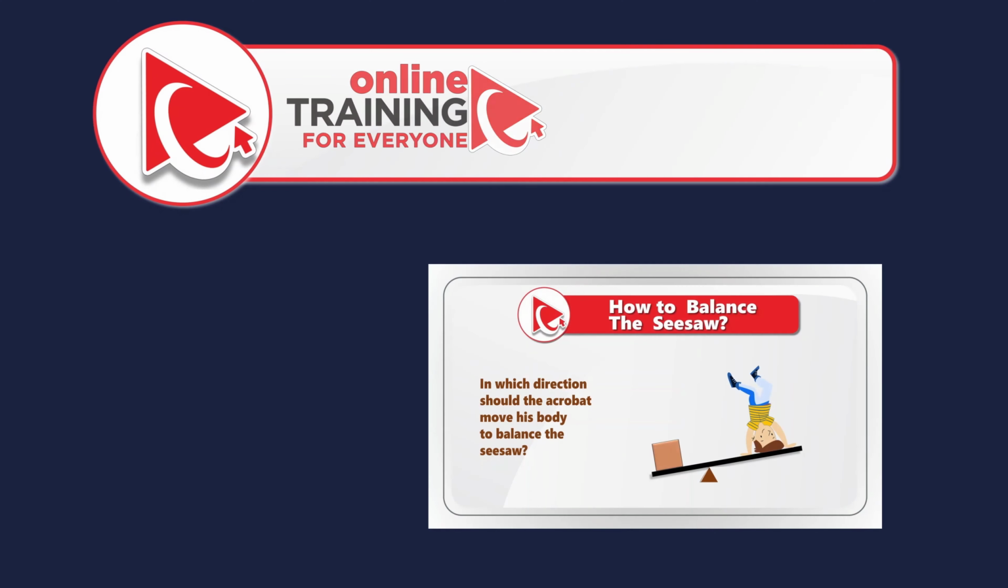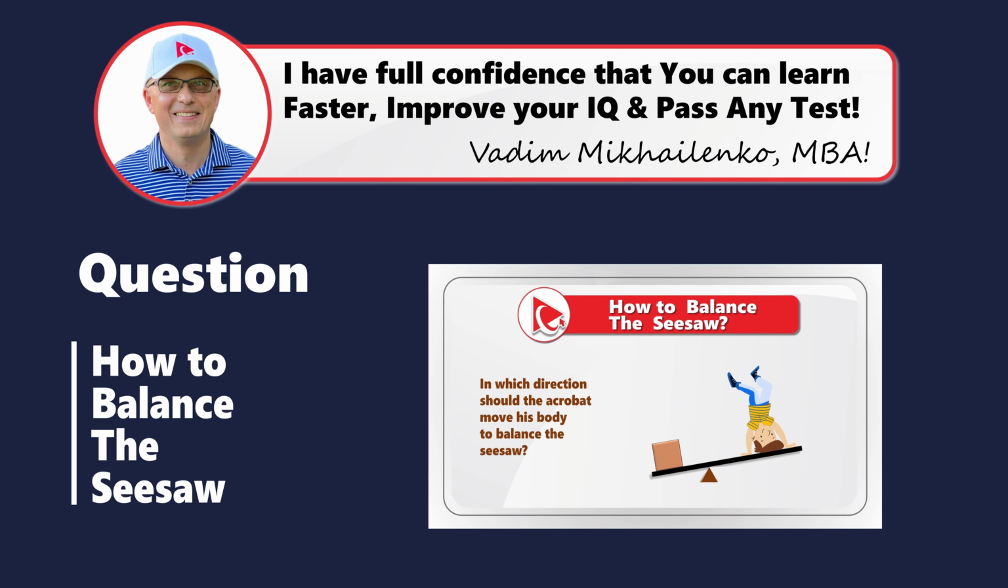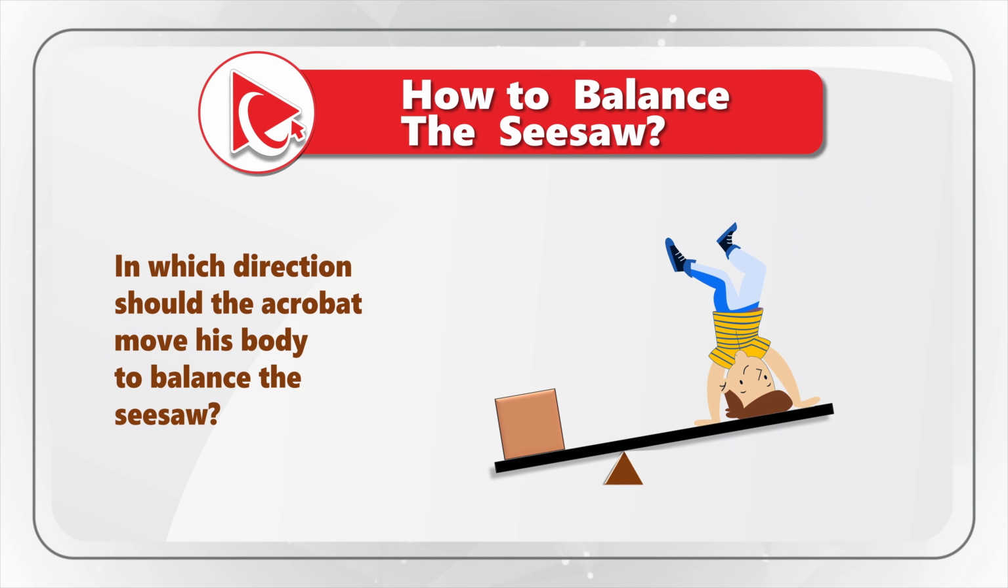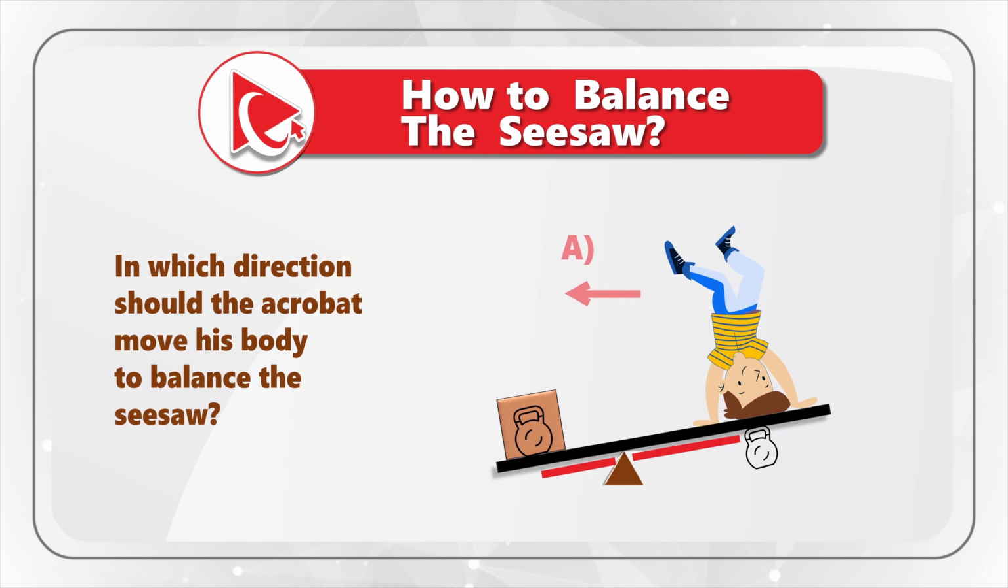And now I have a question for you to practice your skills. You're presented with a seesaw. On the left of the seesaw there is a weight, and on the right side of the seesaw there is an acrobat. You need to determine in which direction the acrobat should move his body to balance the seesaw. And you have two choices, choice A, to the left, or choice B, to the right.